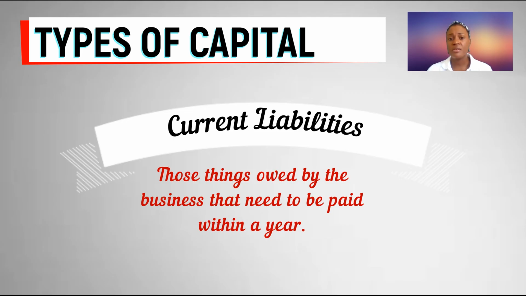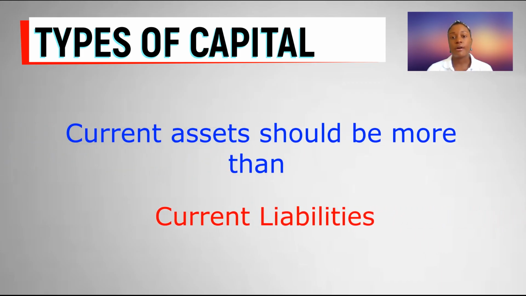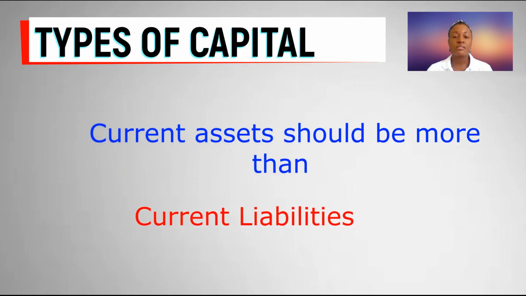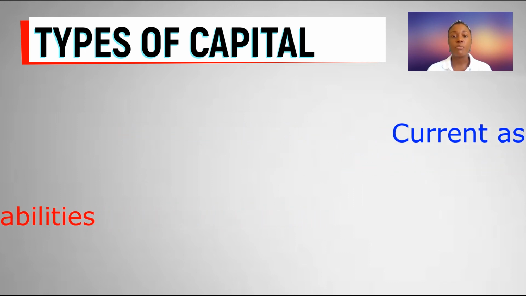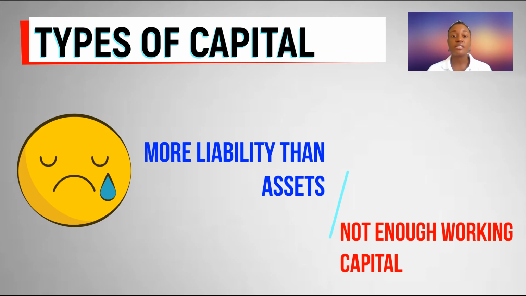So perhaps the business bought things from another business and so needs to pay that debt to that business within maybe a month's time or up to a year, depending on the arrangement that they had. So a business would want to ensure that its current assets are more than its current liabilities. Because if the current liabilities are more than the current assets, then chances are that the business will not have enough working capital to finance its day-to-day operations.